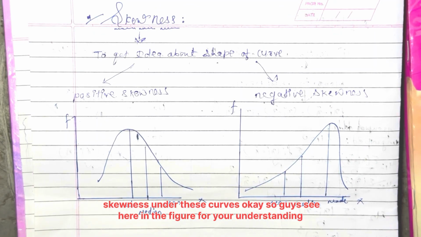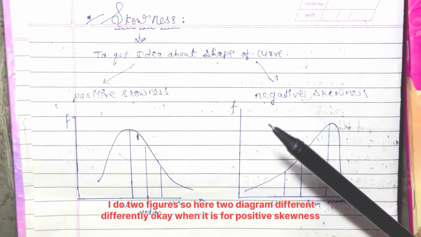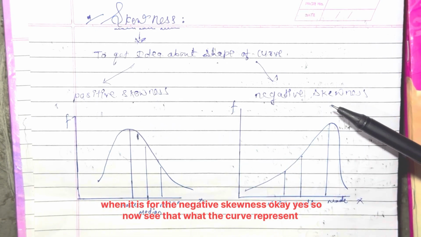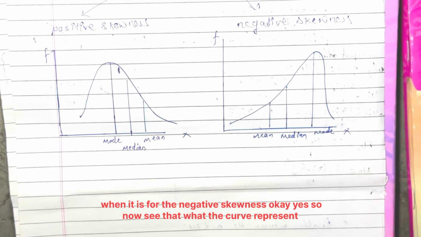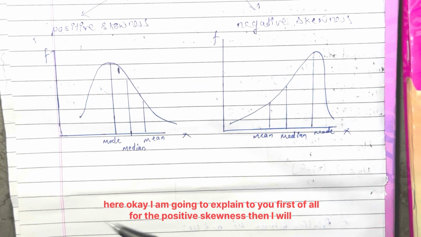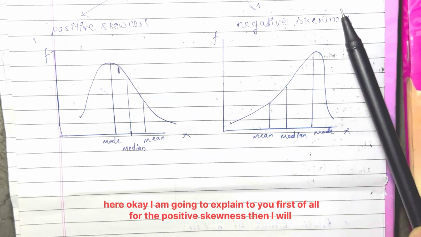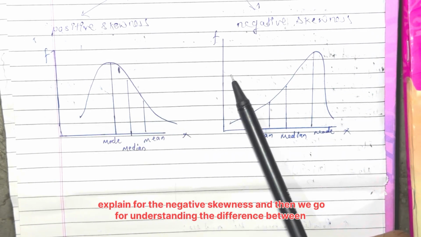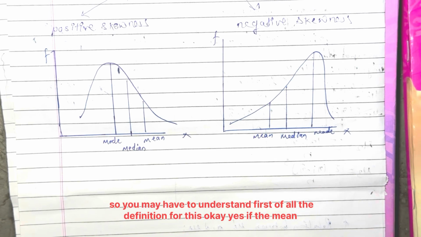See here in the figure, for your understanding, I drew two diagrams separately. One is for positive skewness, one is for negative skewness. First I'm going to explain positive skewness, then negative skewness, and then we go for understanding the difference between them. You will get a question on positive and negative skewness in your question paper, so first understand the definition.